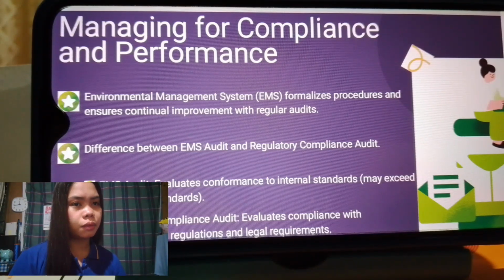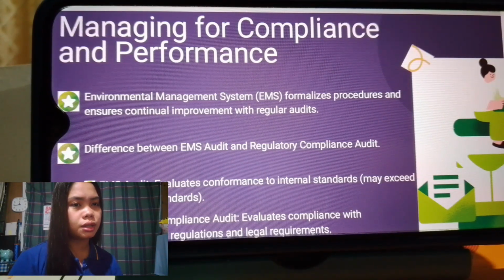For the management, EMS formalizes procedure. For example, in a company, they need to evaluate, for example, a payroll audit or the financial statement audit. That's some example of procedure audit. Second is the difference between EMS audit and regulatory compliance audit.